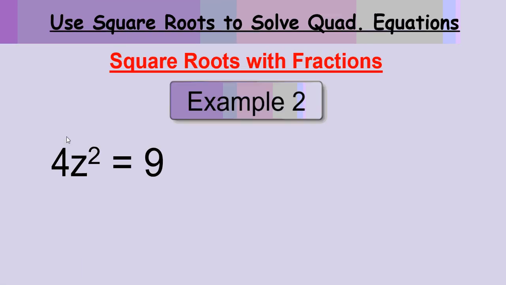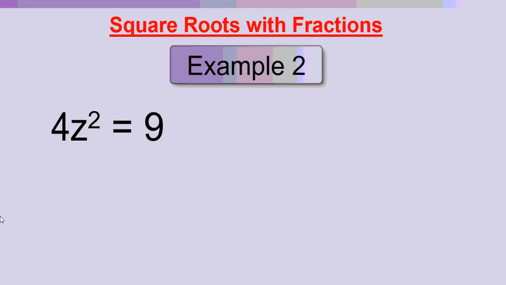Here's an example of using square roots where it might lead to a fraction answer, but that's okay, we can do it too. Fractions are numbers. Get the squared item by itself. I need to divide both sides by 4. And you could use a decimal here, but I'm going to leave it as a fraction. You're going to see why. z squared equals 9 divided by 4.